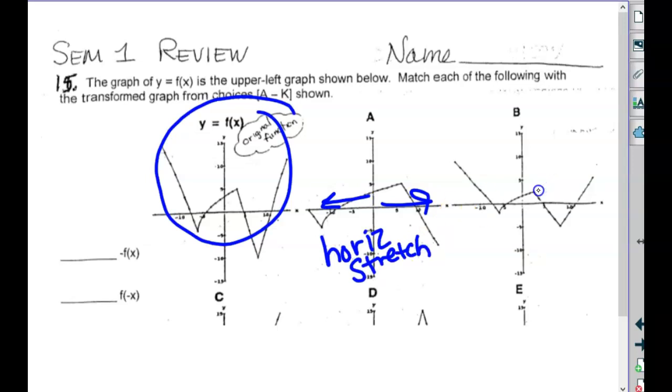This one, ooh, the x values didn't change. But the y values, it doesn't go up as high. It's vertically shrunk.